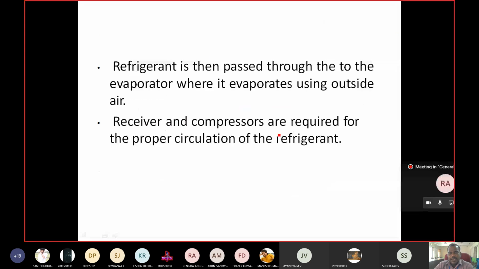So the refrigerant is then passed to the evaporator, where it evaporates using outside air. After the process is over, we pass this refrigerant through the evaporator, and there will be an evaporation process. Then the receiver and compressor are required for the proper circulation of the refrigerant again. So we know how the refrigerant will work. This refrigeration system is also the heart of our AC.